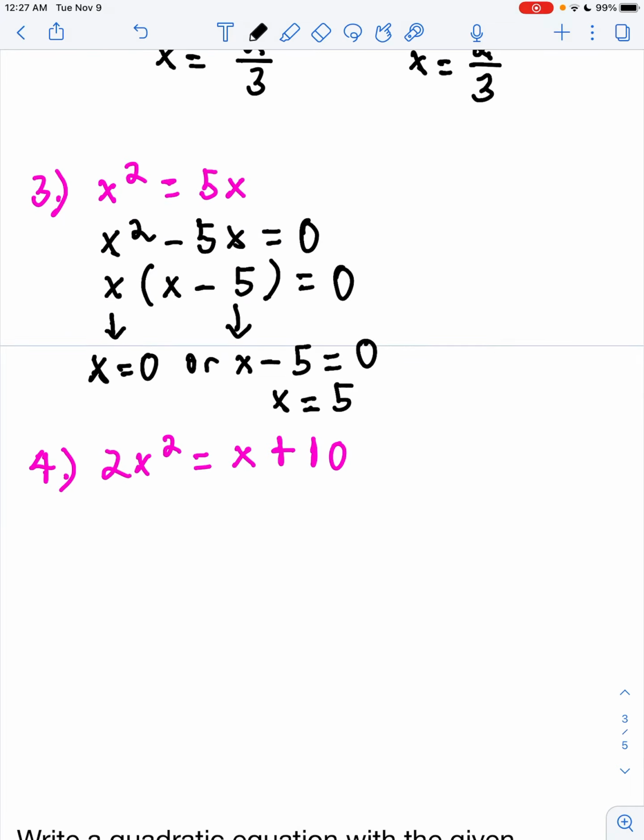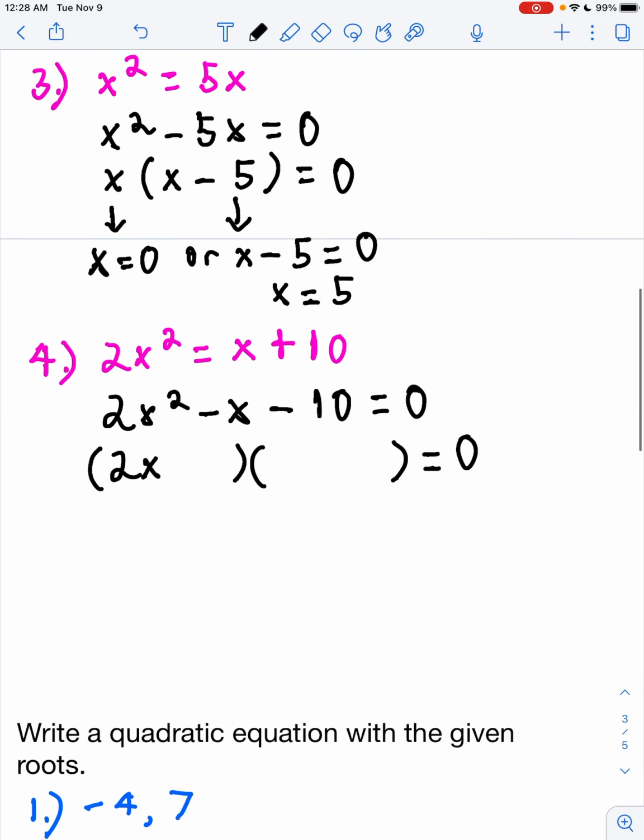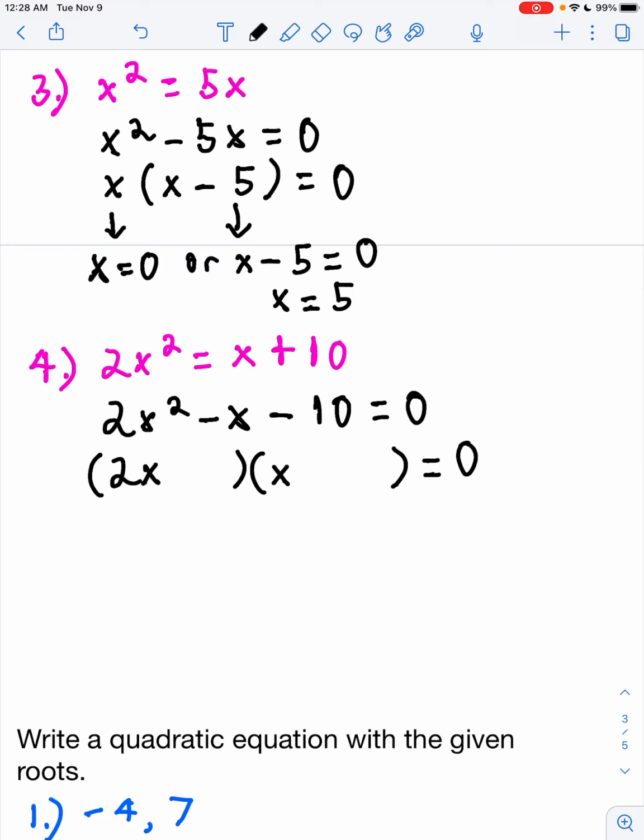Let's look at our fourth example here, and that's 2x squared equals x plus 10. Again, first step is to get it in standard form. I prefer to leave my first term positive, so I'm going to subtract x as well as 10 from both sides. And now as I look, I have 3 terms with no common factor, so I'm going to try reverse FOIL. I'll try 2x and x. Those would be my 2 values that could work, that would give a product of 2x squared.